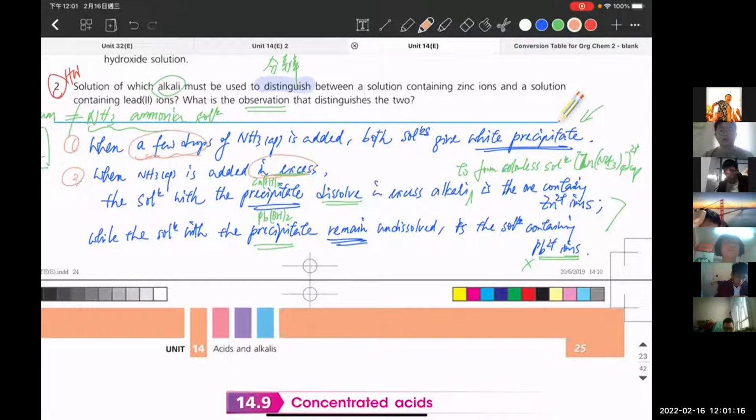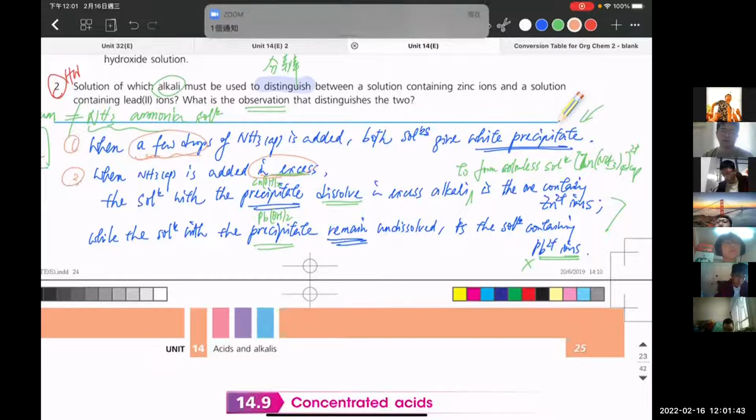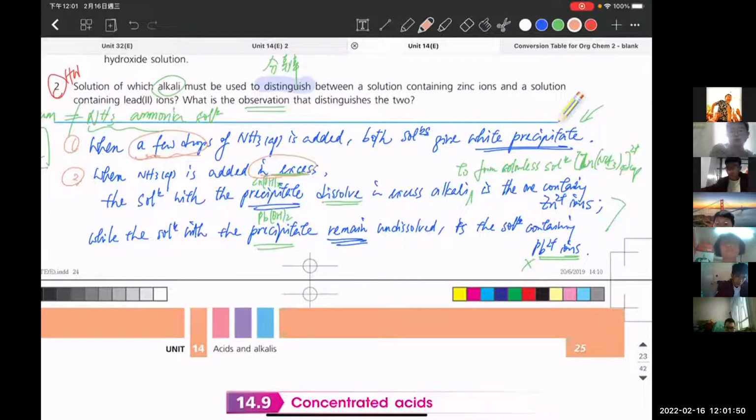Now, I just circle it. If you don't mention the ammonia solution added in a small amount or in excess, even though you write down the observation, I will not give you marks because you did not tell it very clearly. Under what situation will the precipitate be formed, or under what situation will the precipitate start to dissolve? Do you understand? You got it?